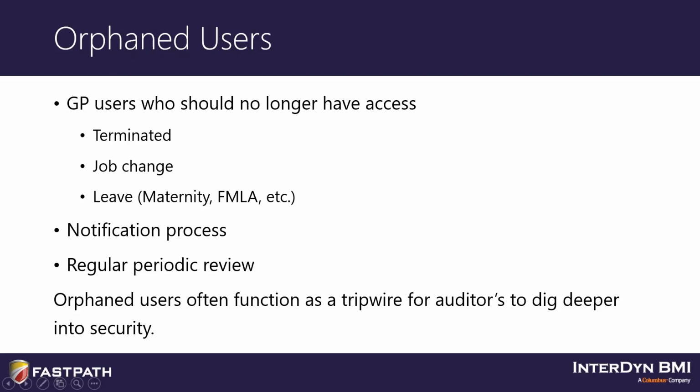Or maybe they have a workaround to get into the system another way. Maybe they figured something out and they have some sort of access via a generic VPN connection or something like that. Now they still have access to GP. Okay, so that's why orphaned users are really, really important, and you want to make sure that you're taking care of them.